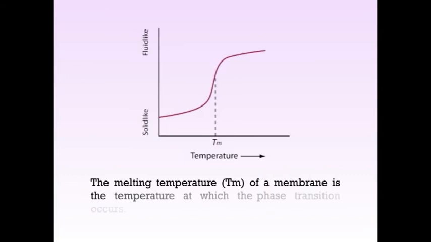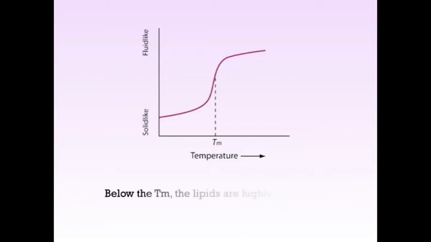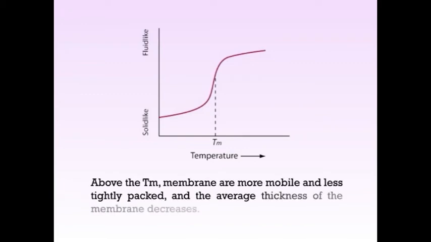Membrane fluidity can be affected by a number of factors. One way to increase membrane fluidity is to heat up the membrane. The melting temperature, that is Tm, of a membrane is the temperature at which the phase transition occurs. Below the Tm, the lipids are highly organized. Above the Tm, membranes are more mobile and less tightly packed, and the average thickness of the membrane decreases.